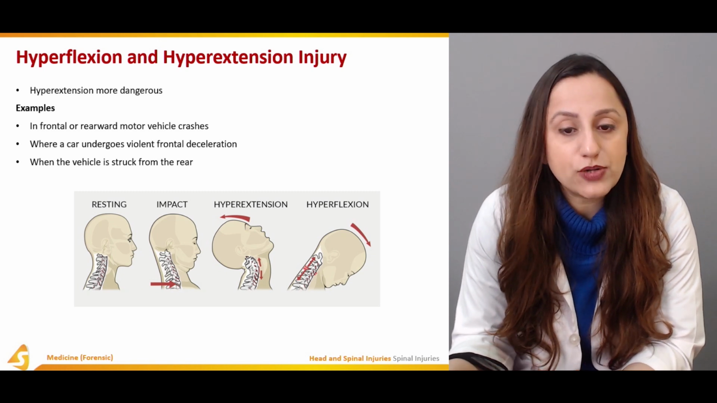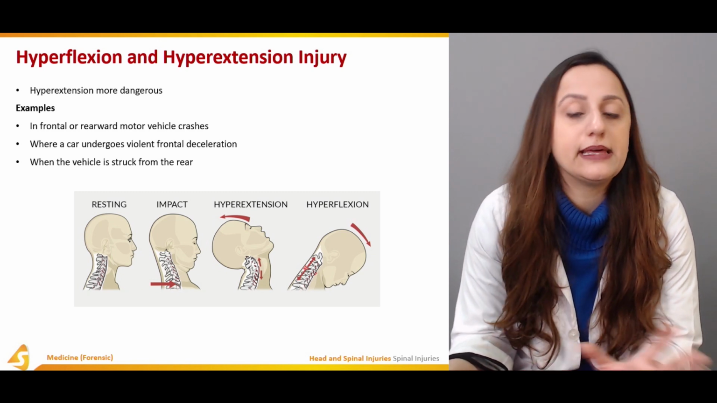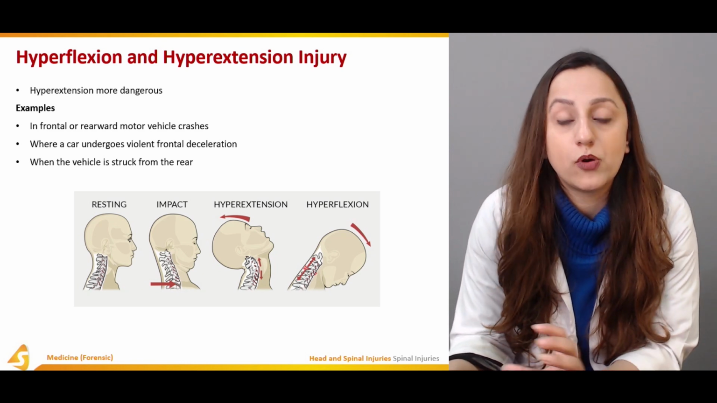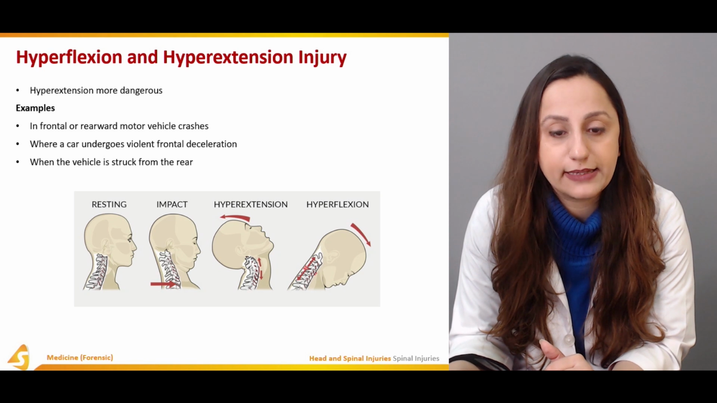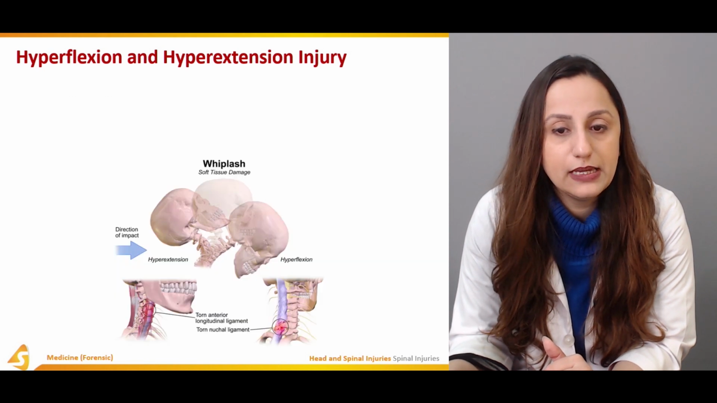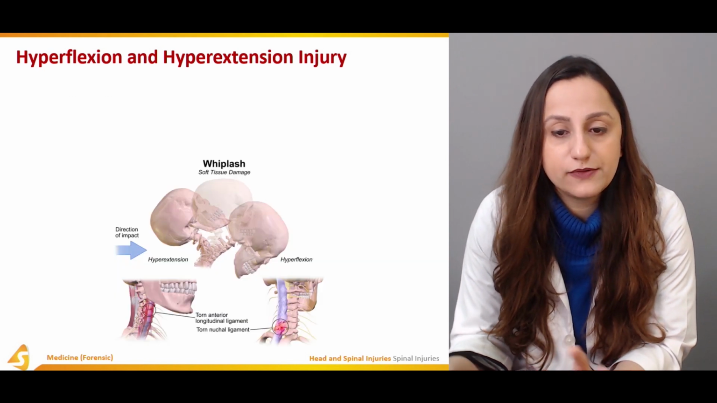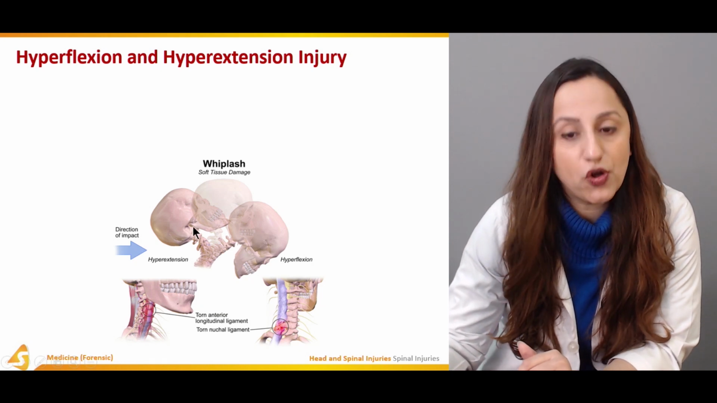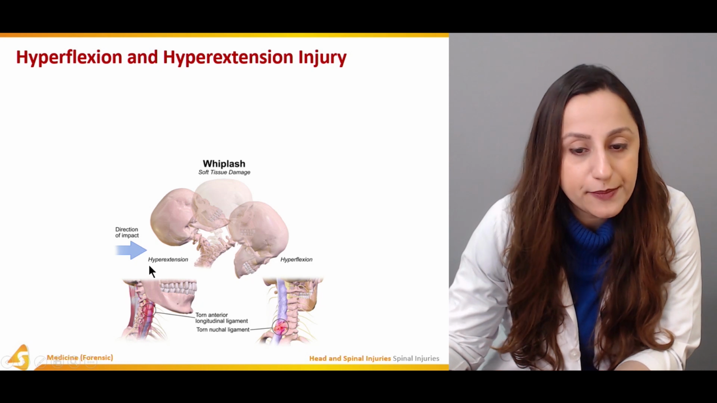When the vehicle is struck from the rear, even then there is a hyperextension and hyperflexion, but that will be of a more moderate type in that case. Now, again, we have another diagram which is representing this whiplash injury. The soft tissues are damaged, and this is the direction of impact.